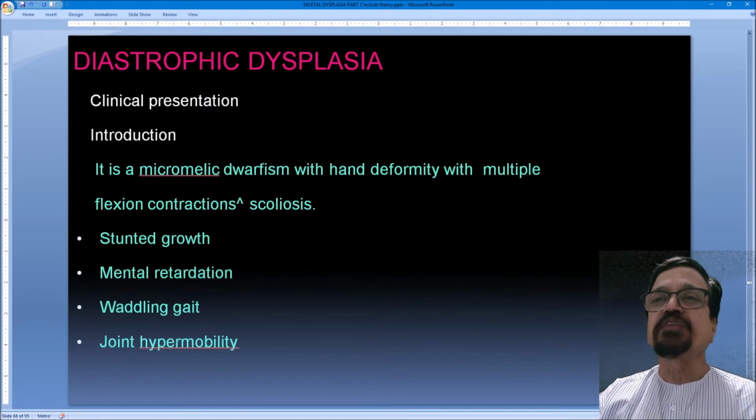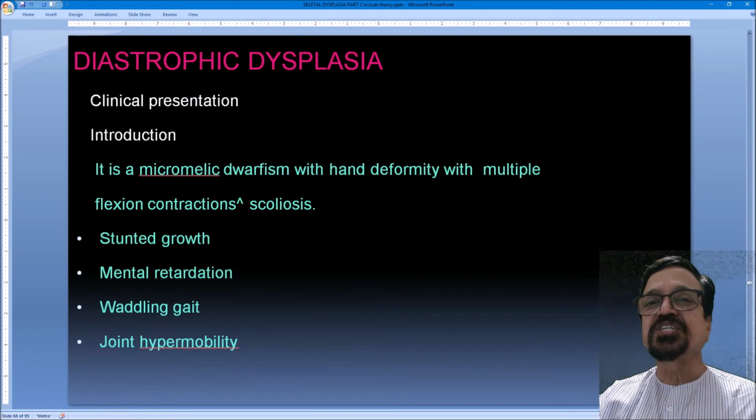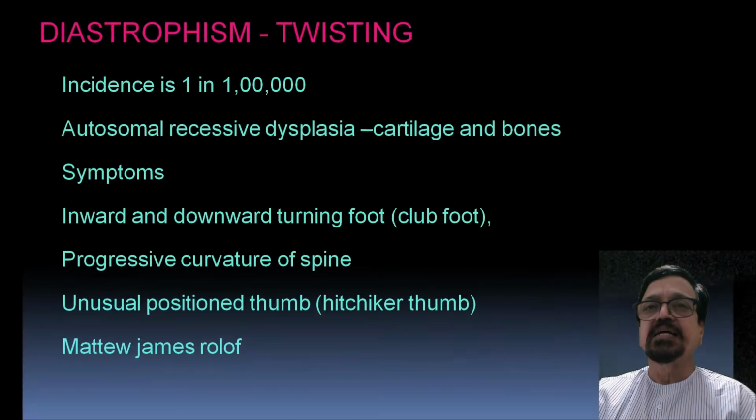Then calvarial basal thickening and sclerosis with poor development of the sinuses. Now diastrophic dysplasia. What are the clinical features? It is micromelic dwarfism with hand deformity, multiple flexion contractures and scoliosis. Then there is stunted growth, mental retardation, widened gait and joint hypermobility.